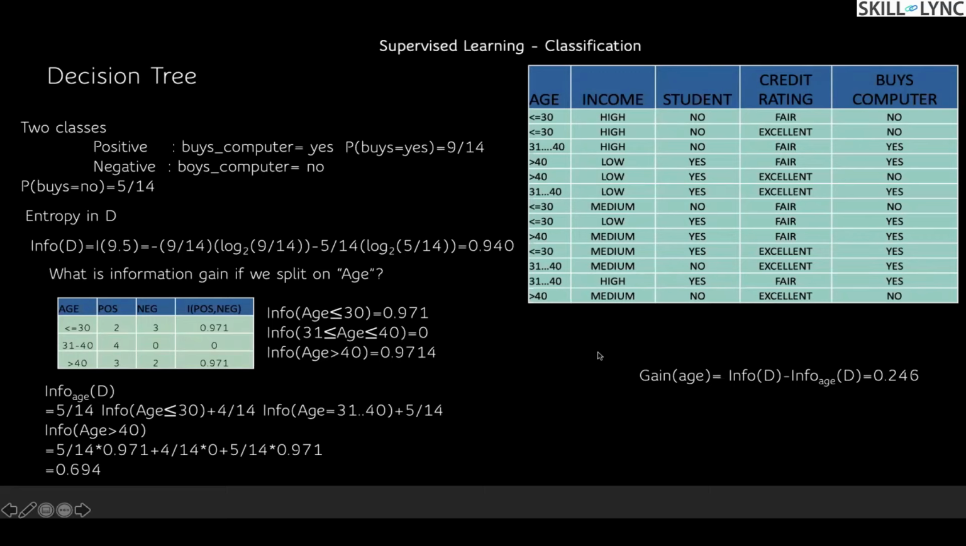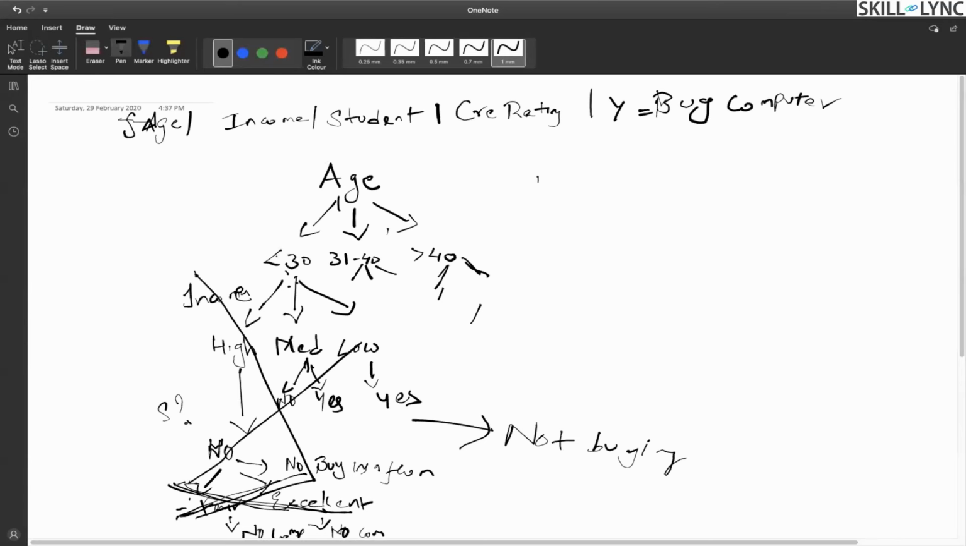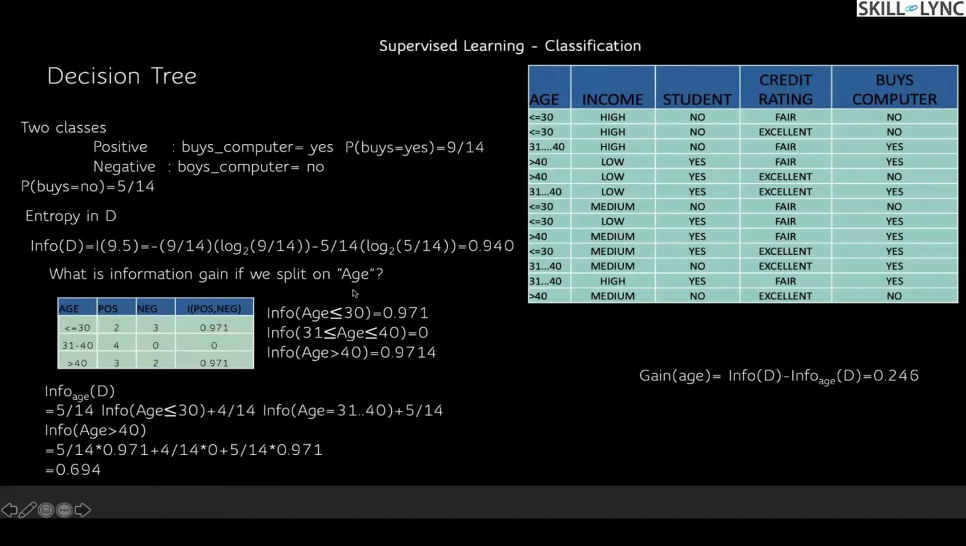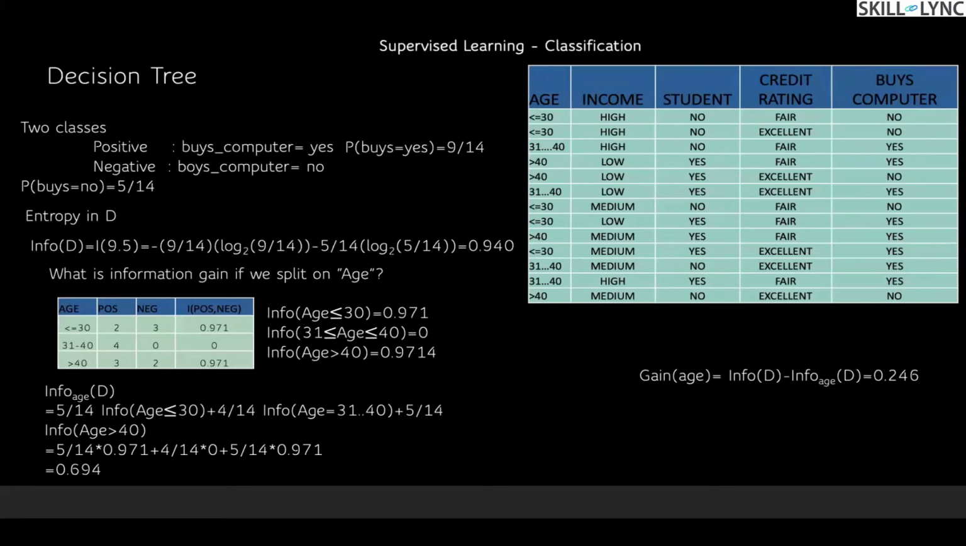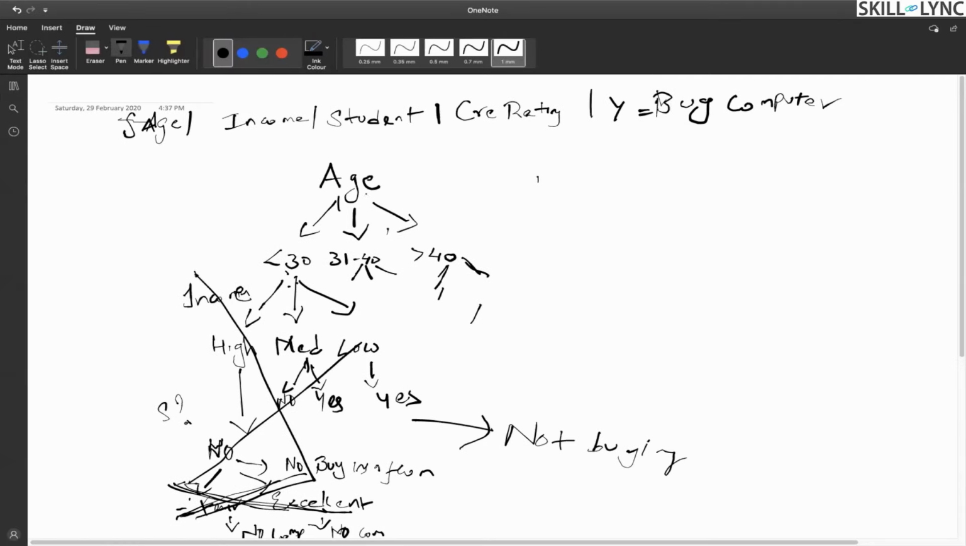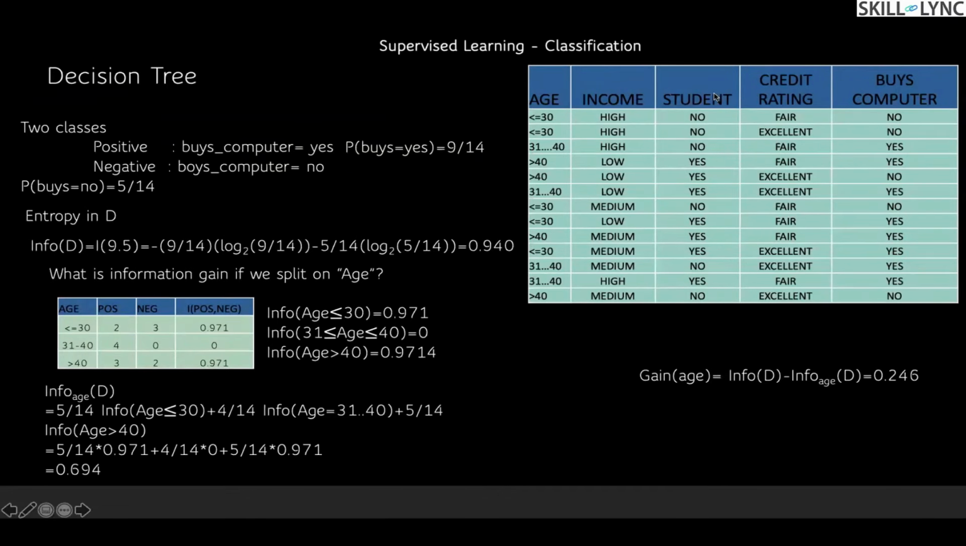But before that, we have to understand, can this tree be modified in a different way so that I have very few branches? You have to understand that, can we change this tree and reduce the number of branches? Can we do that? That's the first question. And for that, we have to decide what will be the root node, because here the root node had a lot of branches. If I had started with student or credit rating, it would have bifurcated only into two, yes or no, fair or excellent.